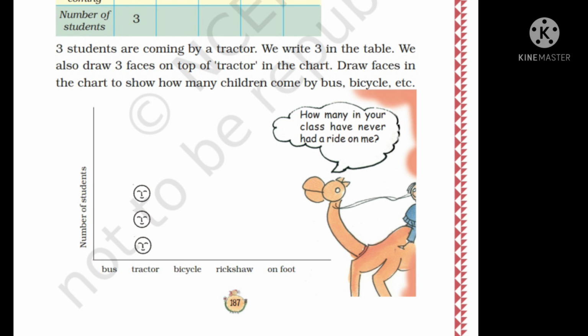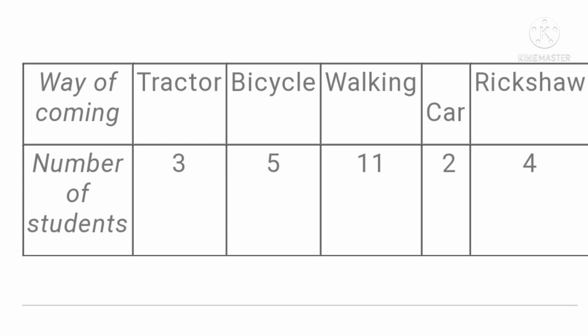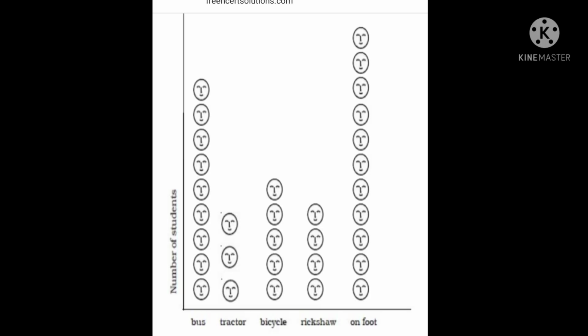Did you see the chart? Where the tractor is written, on top of that we have drawn 3 faces, as 3 students are coming by tractor. Draw the faces in the chart to show how many children come by bus, by bicycle, etc. Others we have to fill in the same way. Way of coming and number of students: tractor 3, bicycle 5, walking 11, car 2 and by rickshaw 4 students are coming to school. Now we can fill the chart with faces like this.